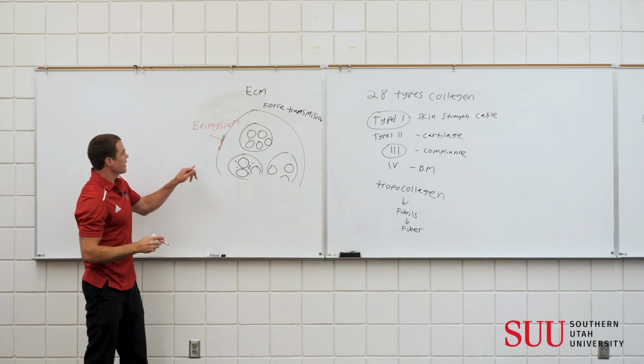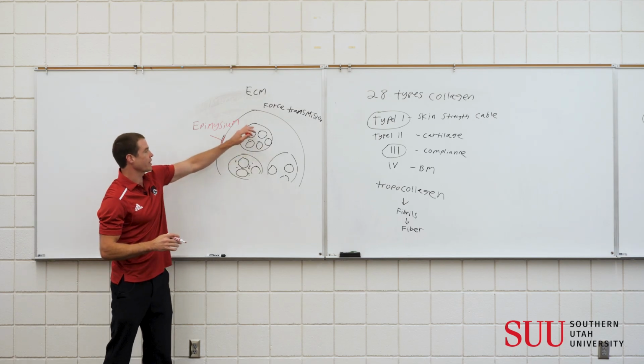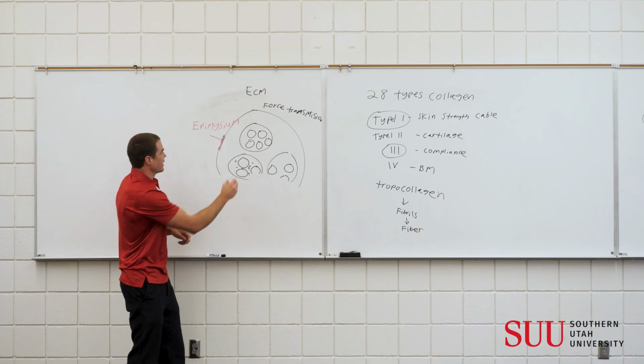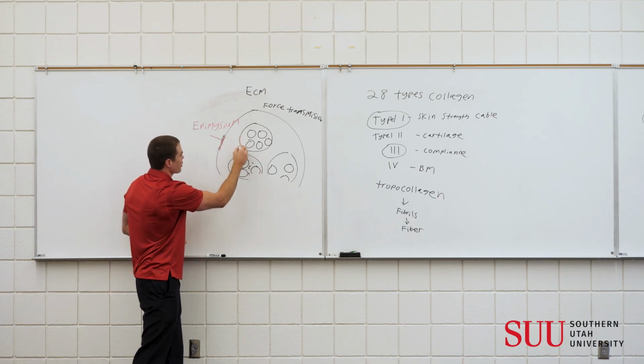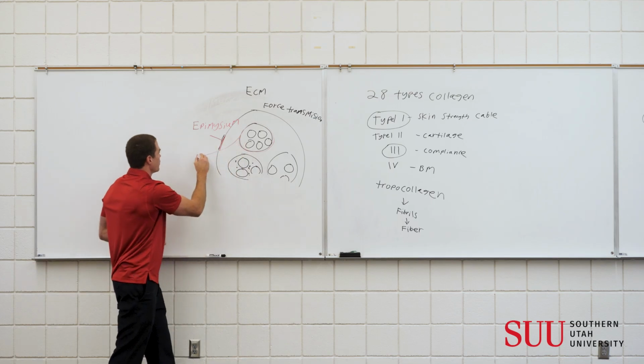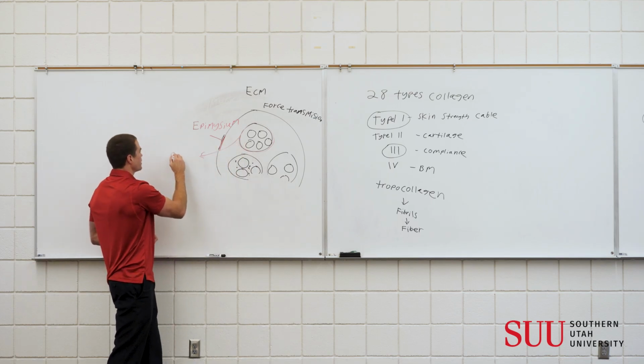Epimysium, okay? Now we go into here where we have your fascicle, right? A fascicle is a bundle of muscle fibers. And what is this layer? This also has a layer of connective tissue around. What is this one called? This one is called your perimysium.